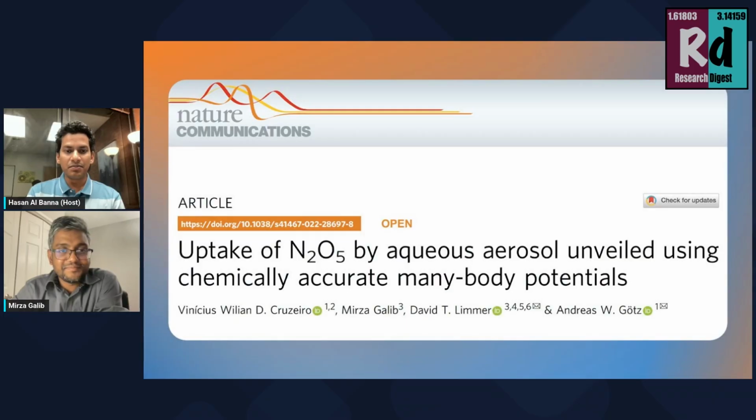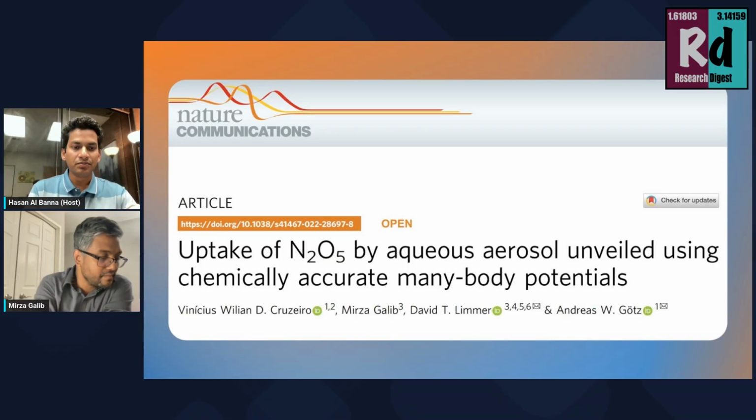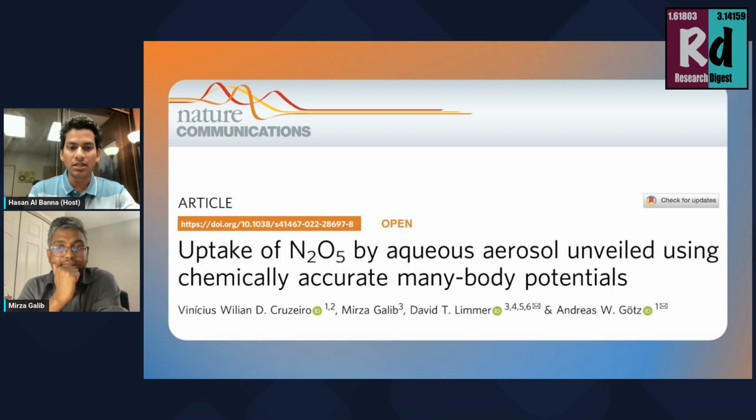Okay, let me briefly show you another article that your group published the next year in Nature Communications, where you quantified the thermodynamics and kinetics of solvation and absorption of N2O5 in water using molecular dynamic simulations. So just briefly tell us about the major updates in that next paper.